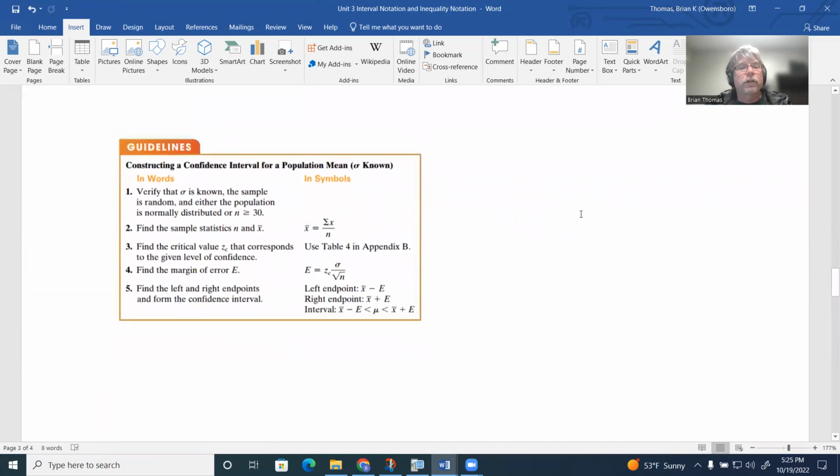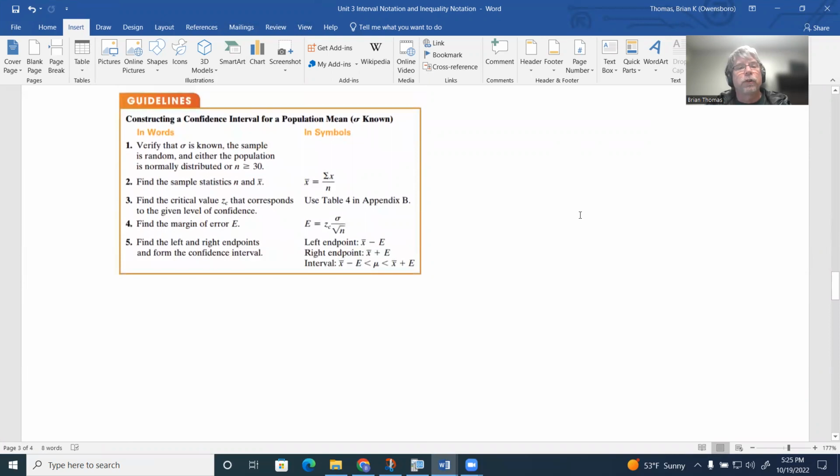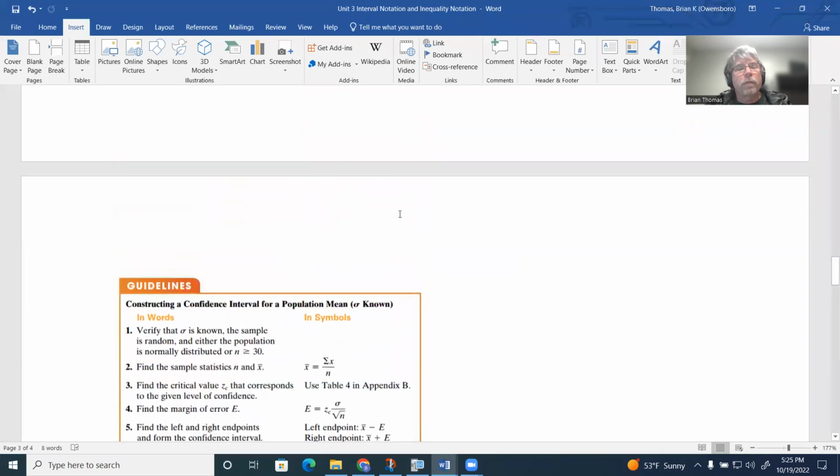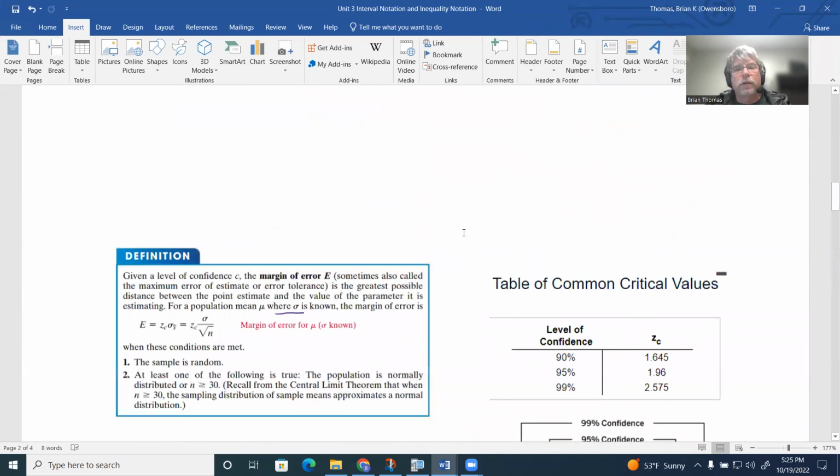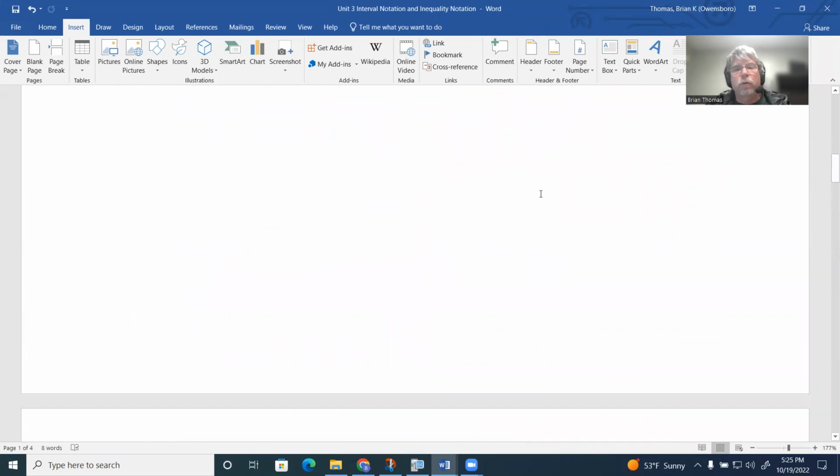Another thing is constructing a confidence interval. Notice there's this word interval here. An interval is going to be either an inequality or interval notation. What happens is, we start with that point, which was the mean up here. The mean we said was 21.05.